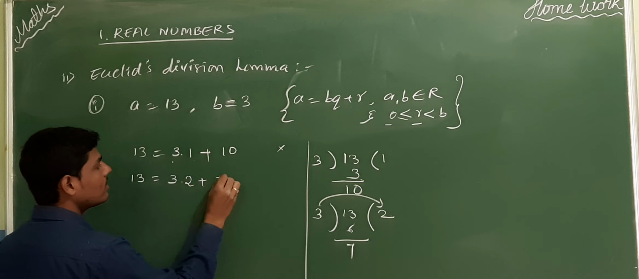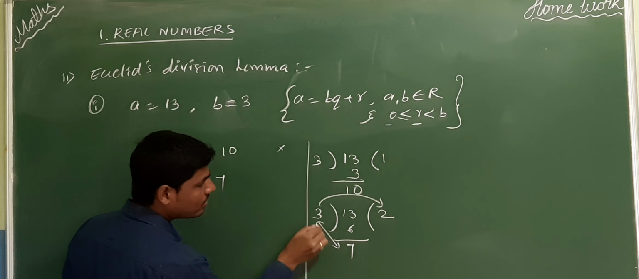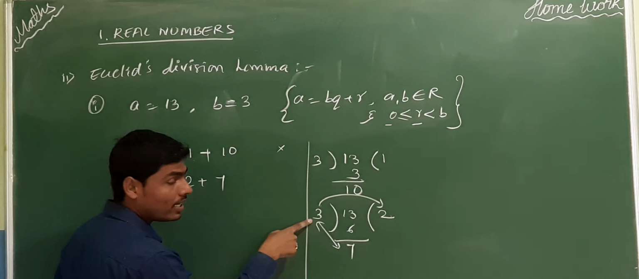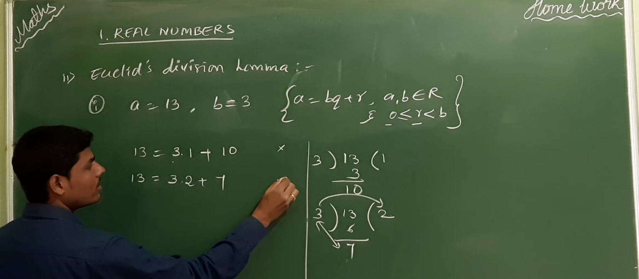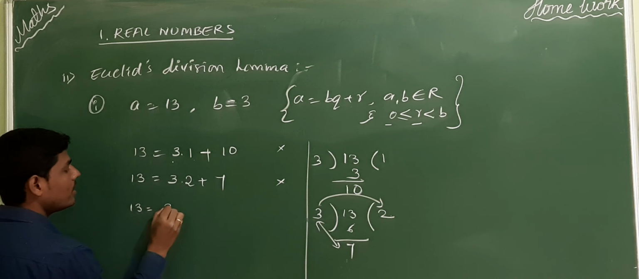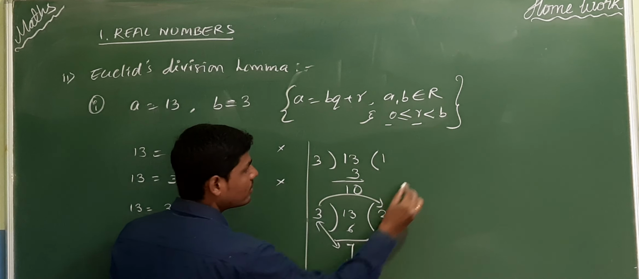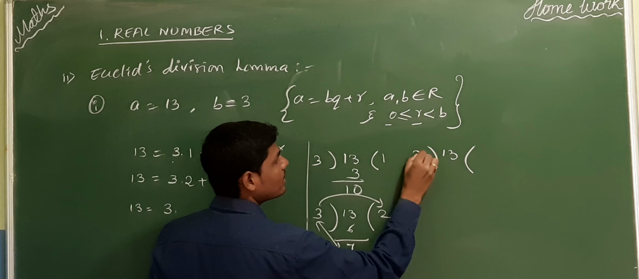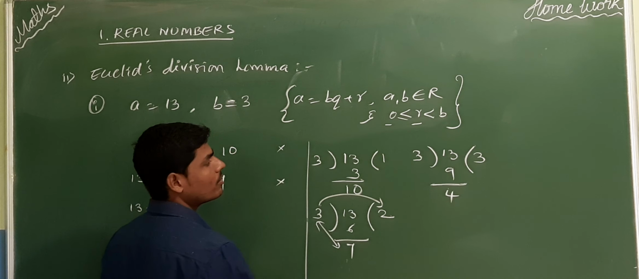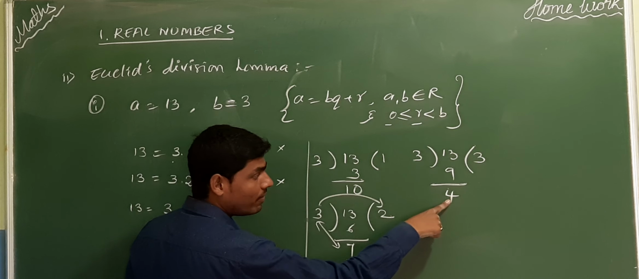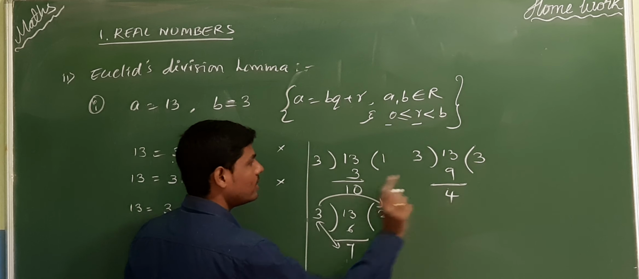3 into 2 plus 7. Is this correct? No. The divisor is less than the remainder, so it is wrong. Next, third step. That is 3 into... now divide it. 3. 3 threes are 9. You are getting remainder 4. Is this correct? The remainder is greater, right? So this step also is wrong.